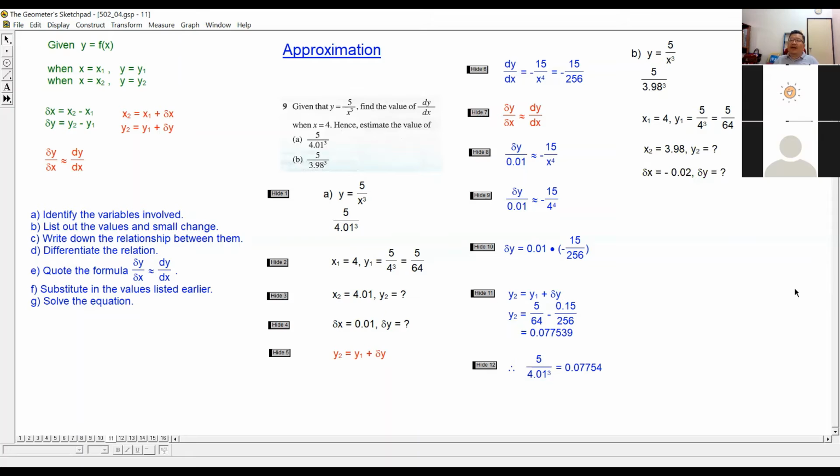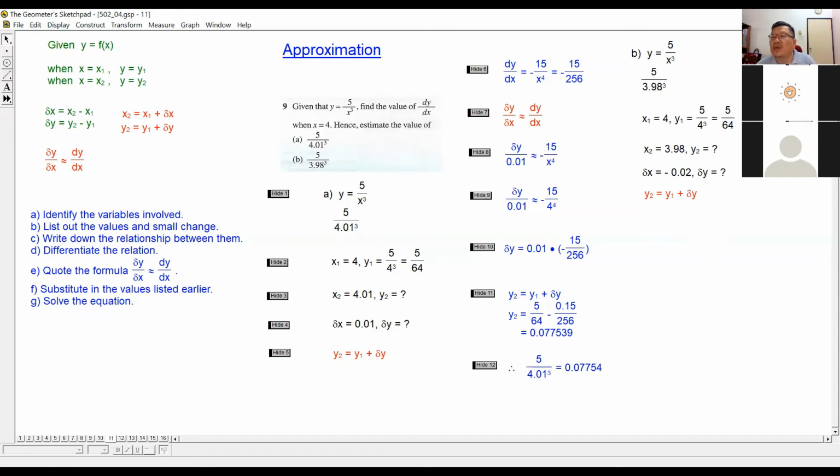So how to find your delta y? Delta y is linked to the delta x by differentiation, by dy dx, using this formula here. Delta y over delta x will be dy dx. So the next step will be you should actually differentiate. You should actually find the dy dx. Okay, but then y2, which is this value here, when x is this, y2 is y1 plus delta y.